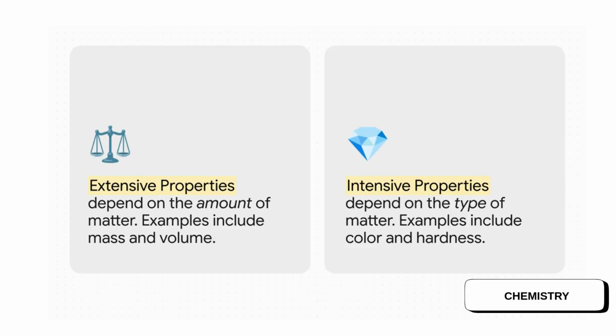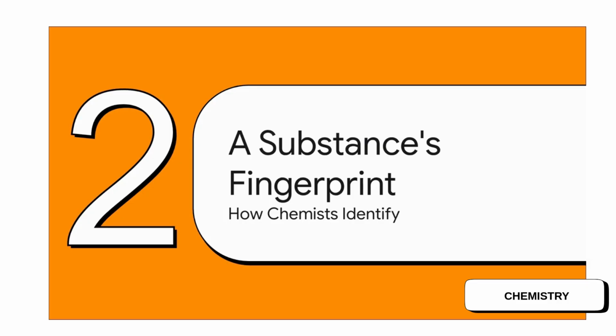Okay, so let's put them side by side for a second. Extensive properties, mass, volume, that's all about how much. Intensive properties, color, hardness, that's all about what is it. And let me tell you, this distinction is absolutely crucial for any chemist who's trying to figure out what exactly they're looking at. So if the intensive properties are what define a substance, how do we actually use them?